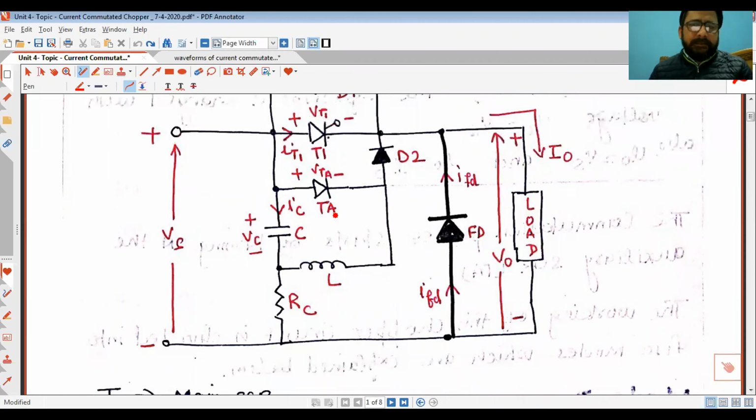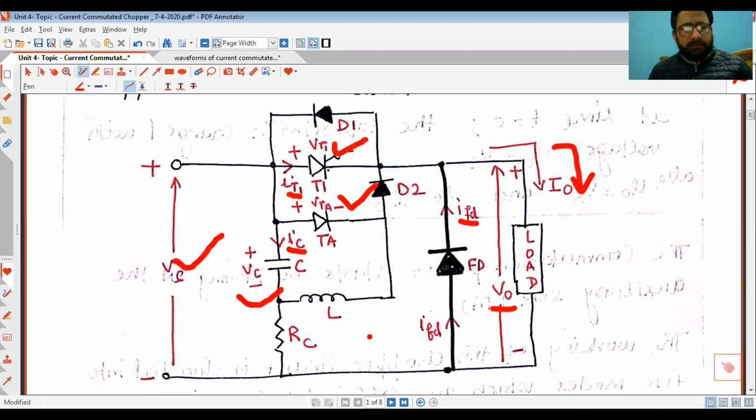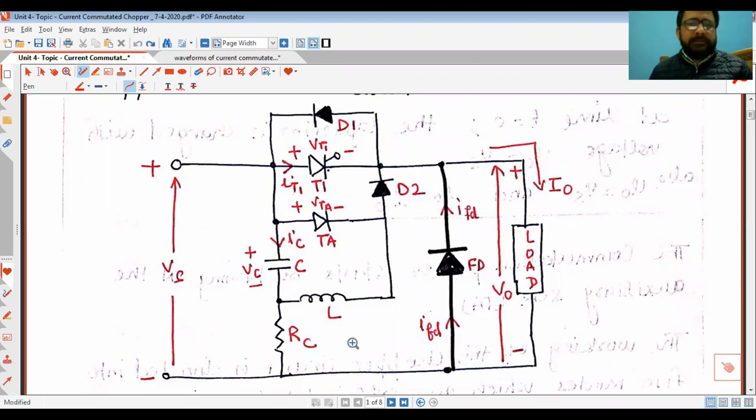Now you can see I have shown some directions here: direction of IT1, then direction of IC, then IFD, load current, V0, VTA, VT1, Vs and Vc. These directions and the polarities indicated here for voltages and currents are assumed as positive. So if any voltage or any current reverses its direction, that would be taken as negative.